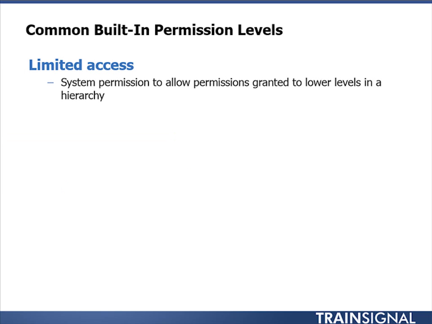The couple of permission levels that I want to highlight here are, first up, limited access. Now, limited access is a system permission level. And what it's there for is to make sure that a user can get down to a child item that I've granted permissions to.